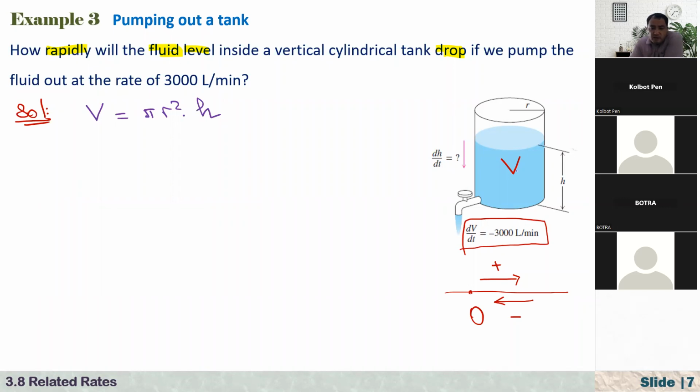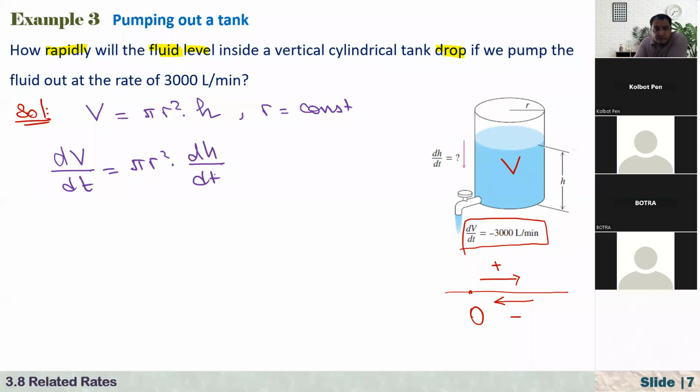And see here, the radius is constant, because as the liquid changes, the cylinder's radius is not changing. It's not like a cone, or a conical container. So now if you differentiate both sides with respect to t, we have dV/dt equal to pi r squared, which is a constant number, times dh/dt.